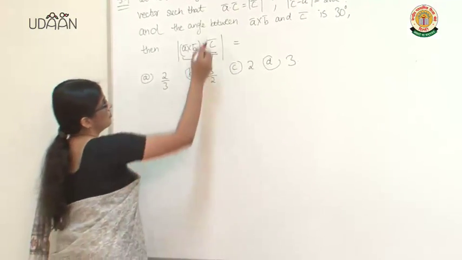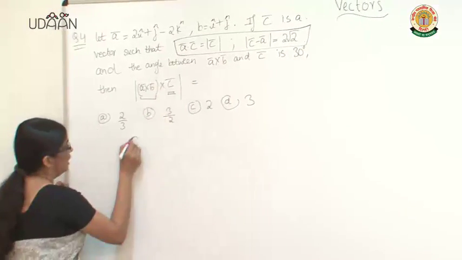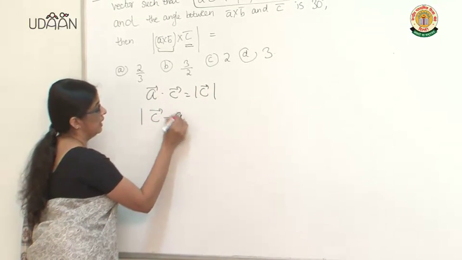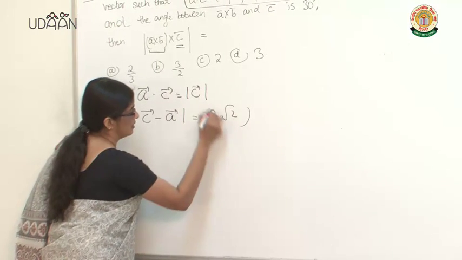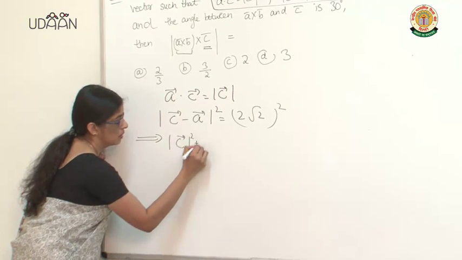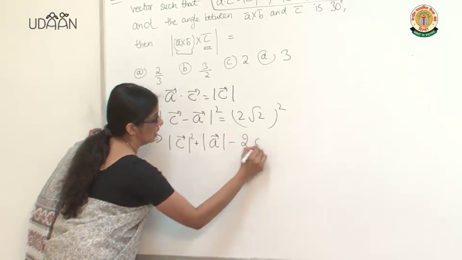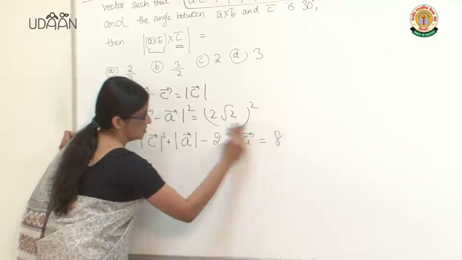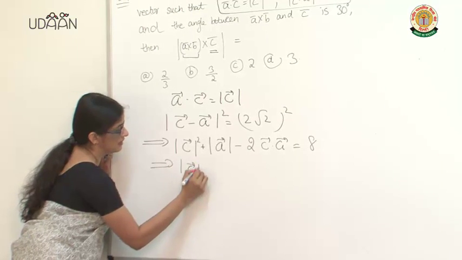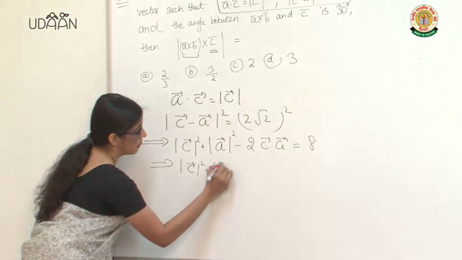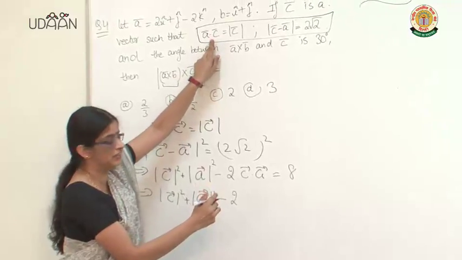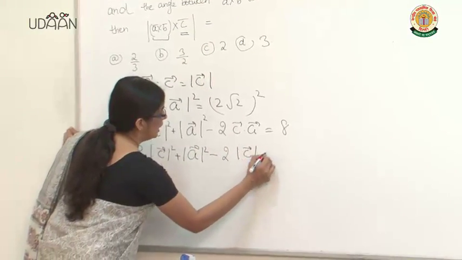How to start? Look, here it is given A dot C is modulus of C, also modulus of C minus A equal to 2 root 2. I am going to square this expression. What will it imply? Mod C square plus mod A square minus twice of C dot A equal to 8, 2 root 2 whole square. Let's put the value. This implies modulus of C square plus modulus of A square minus twice of. What is the value of C dot A? C dot A is the same as A dot C. What's its value given? Modulus C.